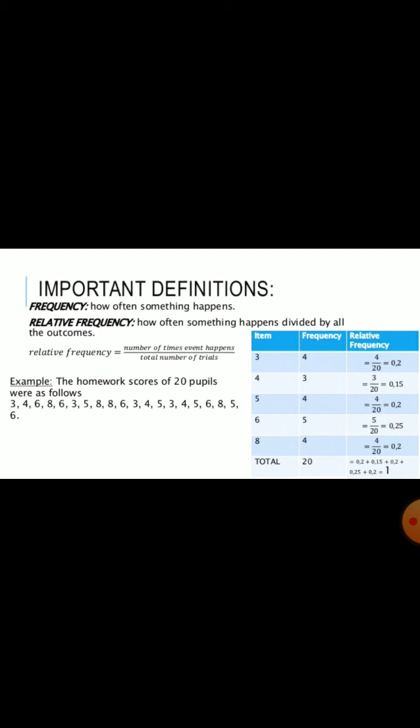For example, the homework scores of 20 pupils were as follows. Now the probability of 3 is 4 by 20, because the total frequency is 20 and frequency of 3 is 4. That is, relative frequency is 4 by 20, which is equal to 0.2. Likewise, you can find out the relative frequency of all the terms.